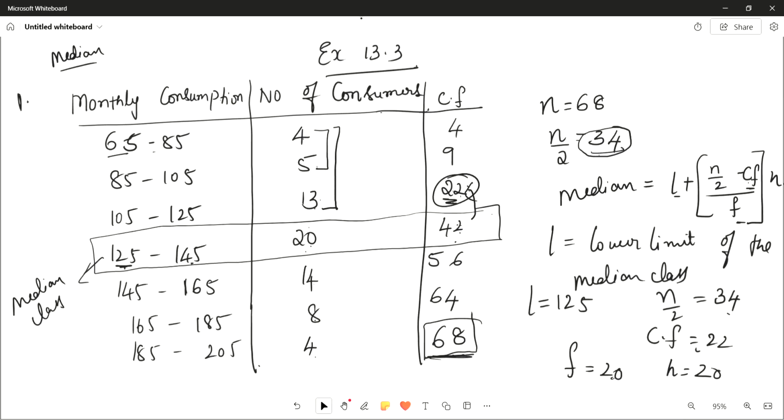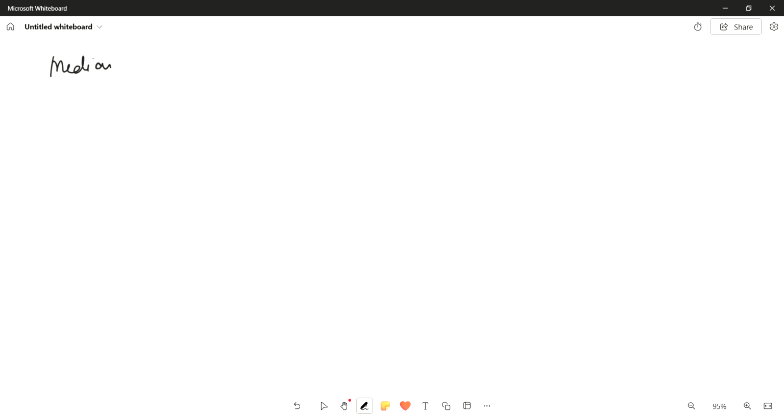Minus CF only, so we take the sign minus. Minus CF means n by 2 minus CF. That is, you have to subtract. I thought it will be minus, it will indicate the previous one. Okay. So median is equal to L plus n by 2 minus CF by F into H.